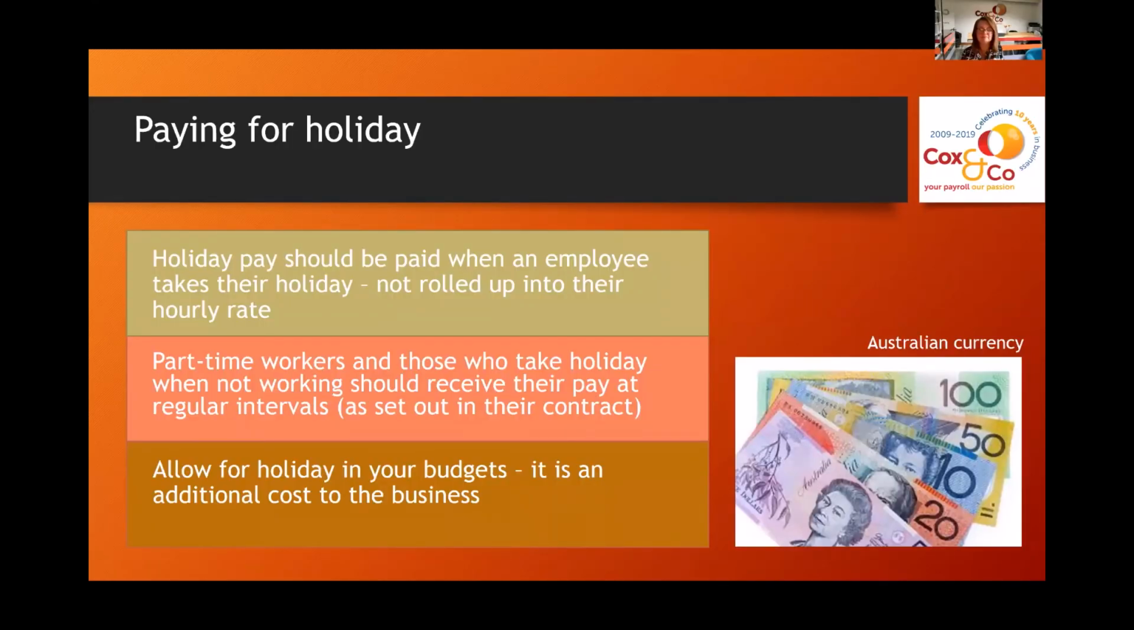Paying for holiday, excellent. I suppose we had better pay them. So when should you pay the holiday? So we've established what their entitlement is. We've established how much you're going to pay them. When should you pay them? Is it now? Is it in 6 months' time? What are the options around this?